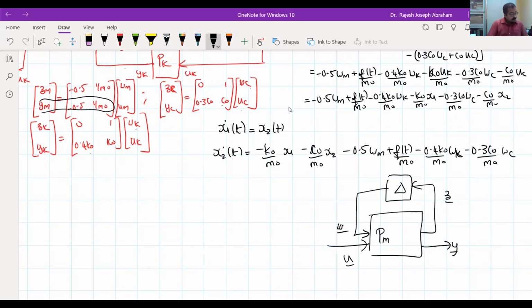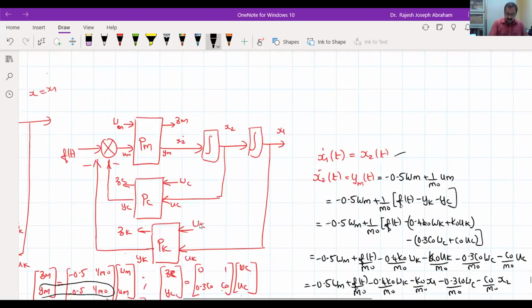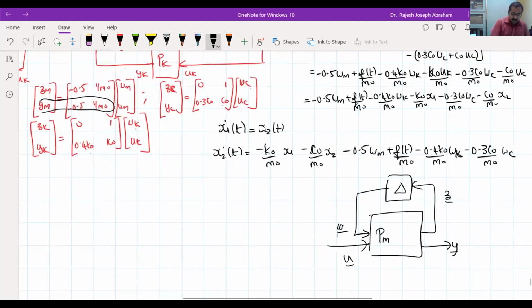So now we need to separate out the Z terms here. Okay, how many Z terms do we have? Three Z terms, Zm, Zc, and Zk. Okay, so my Z vector comprises three: Zm, Zc, Zk. And my exogenous input vector W comprises three signals, which are Wm, Wc, and Wk.